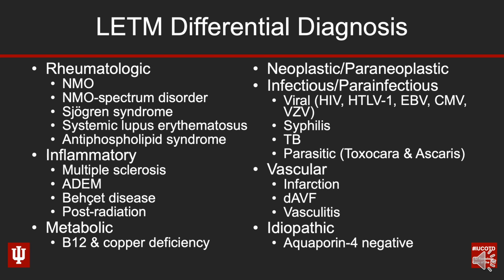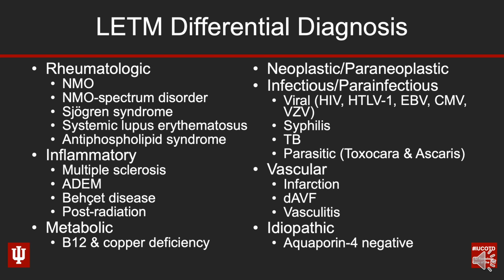But when we look at rheumatologic, we're thinking about things like NMO or NMO spectrum disorder, Sjögren syndrome, lupus, antiphospholipid syndrome. Sort of under the inflammatory category, think about things like multiple sclerosis. It's kind of an odd diagnosis. Maybe it's not entirely an inflammatory disorder, but it does have inflammatory components, particularly within the acute or recent demyelinating event kind of time frame. Closely associated with that is ADEM. You can see it in the setting of Behçet disease, as well as post-radiation changes.